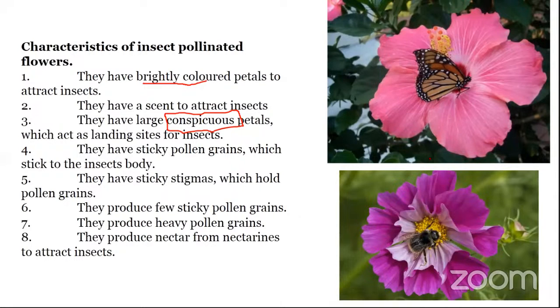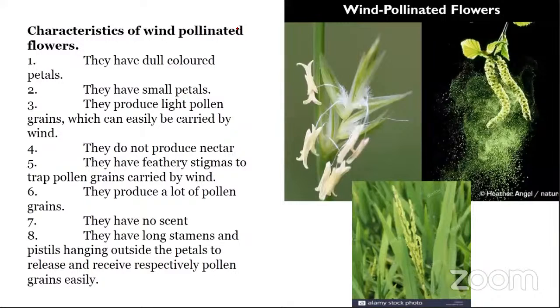Whenever an insect looks at them, it will know that there is something sweet inside that flower. So it will keep on wanting to go there. So those are characteristics of insect pollinated flowers.